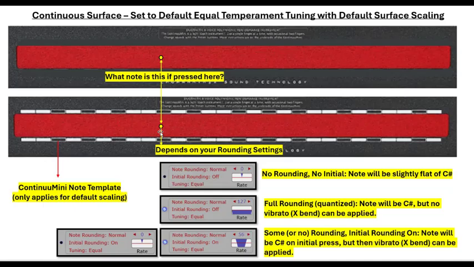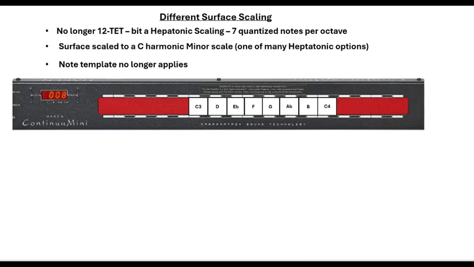Well, you can look at all your rounding options. What we're going to talk about here is how you can actually rescale the surface of the Continuum or ContinuuMini to do something similar to what this person wants. So let's take the case here where we no longer want a 12-tone equal temperament scale.